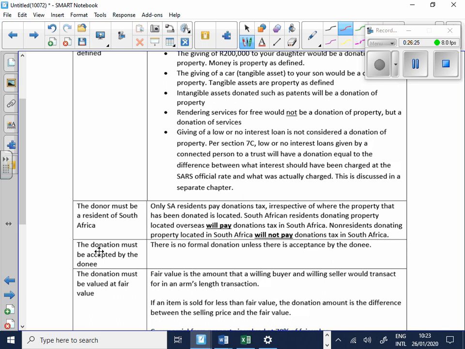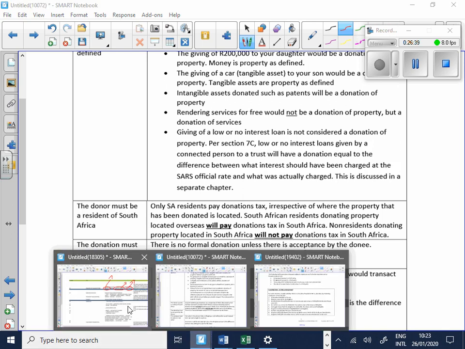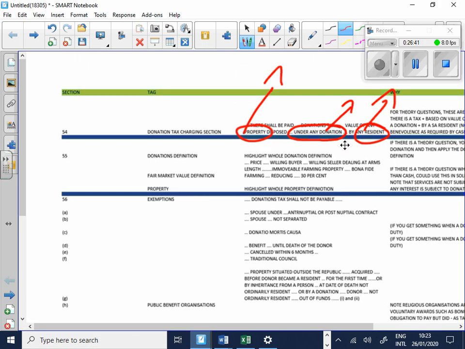If a person doesn't accept the donation, it isn't a donation. Does that make sense, guys? Next one says the donation must be valued at fair market value. Again, guys, if you want to do a theory question, fair market value has a definition, there it is. And you've got that. You guys comfortable? Just one or two things there. Willing buyer, willing seller, dealing at arm's length.